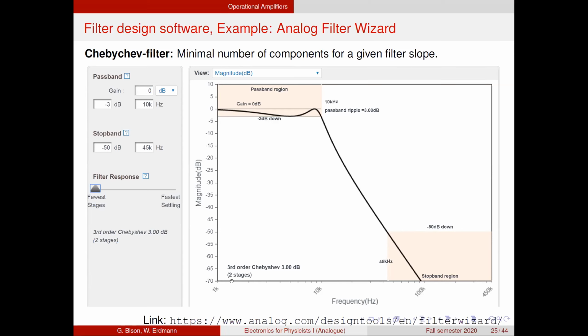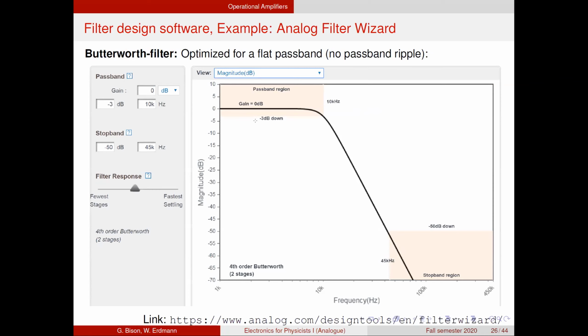Okay, but now it could be that you say, okay, this is not so nice that actually in my passband, the amplification changes by up to 3 decibels. And so we could go to a Butterworth filter, which is the one that's optimized for a maximally flat passband. So it keeps this amplification equals to 1 or 0 decibels for as long as possible, and it's as flat as possible, and then goes smoothly into the filter suppression slope here.